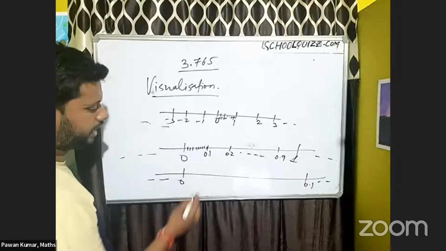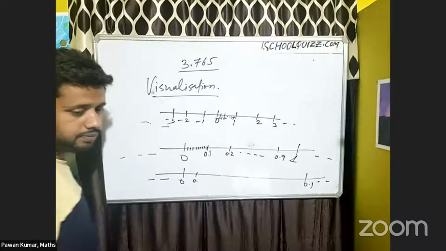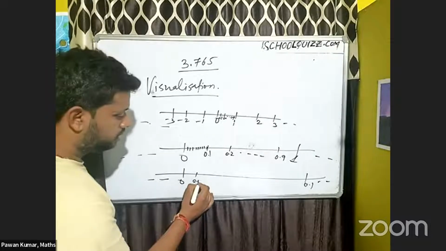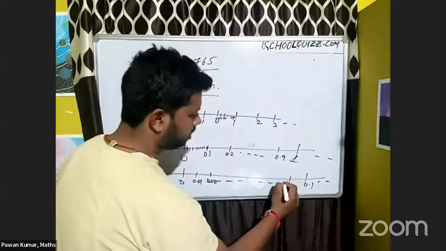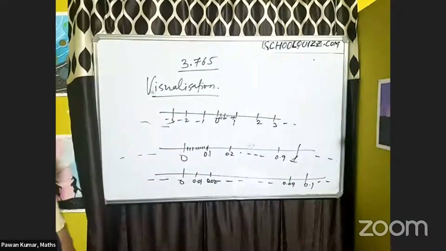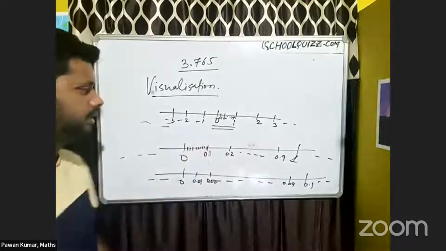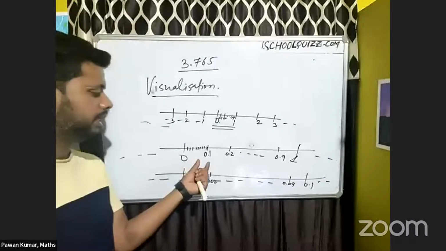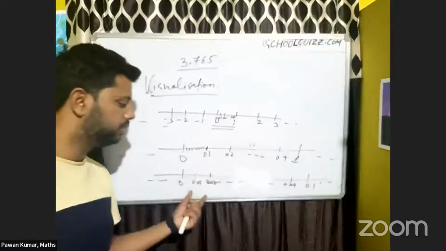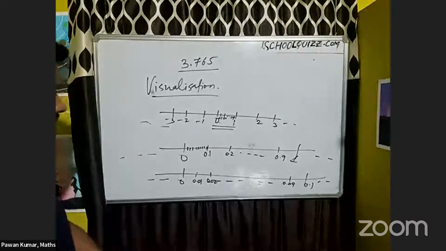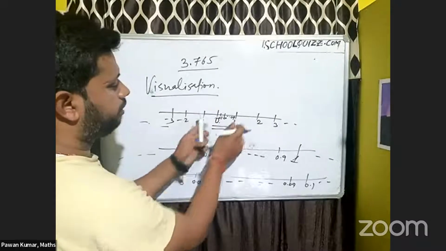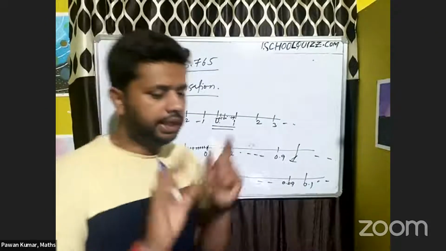After that I can write 0.01, 0.02, up to 0.09, and then we get 0.1. So each time the decimal digits are increasing. Here there was no digit after the decimal, here one digit after the decimal, and next two digits after the decimal. The more we stretch, the more the point stretches so that things become clear.